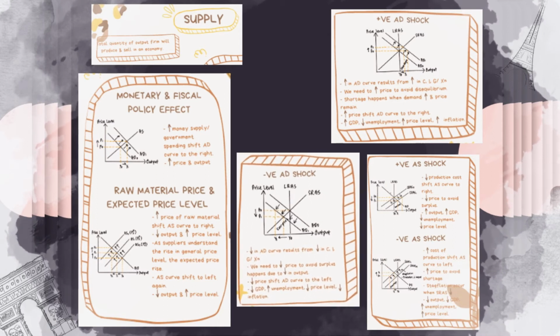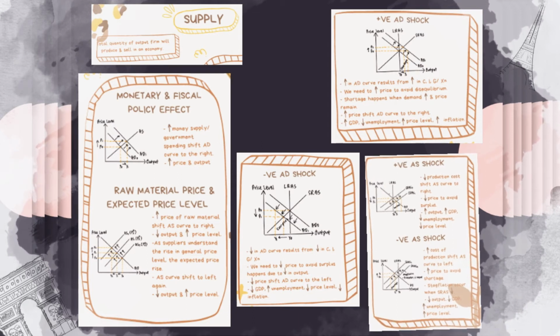While for a negative AD shock, a decrease in the AD curve will result from a decrease in either consumption, investment, government spending, or net export. We need to decrease price to avoid a surplus happening due to the decrease in output. A decrease in price will shift the AD curve to the left. This will result in a decrease in GDP, price level, and inflation, while unemployment will increase.